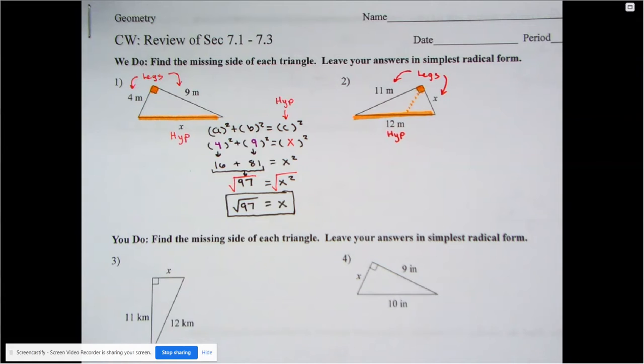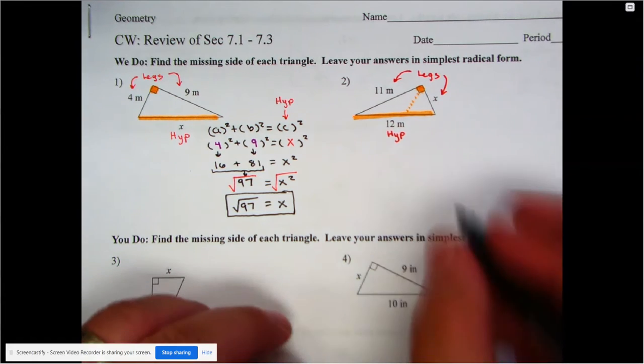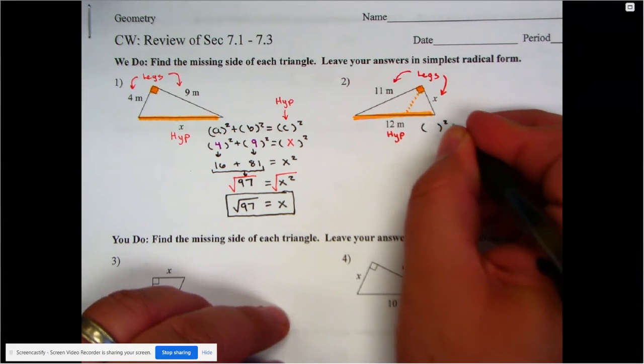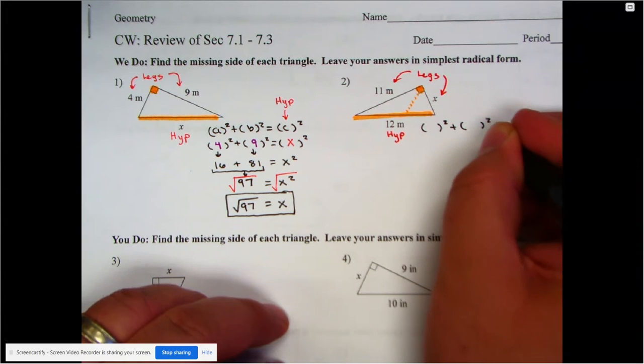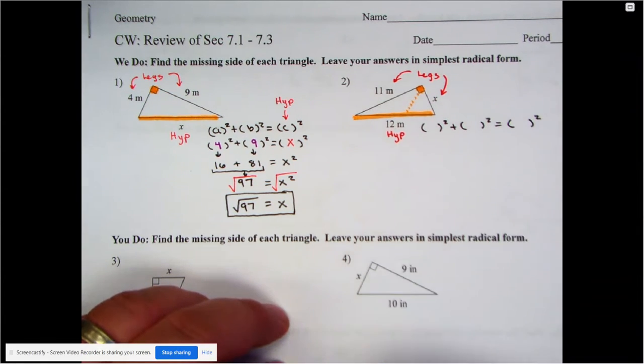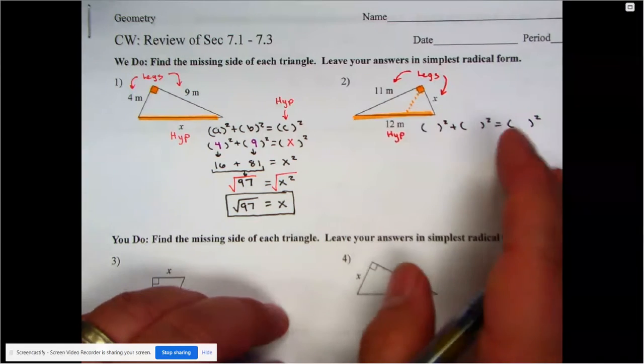All right, so here comes the Pythagorean theorem again. Now this time I'm going to go right into my parentheses with a power of 2 plus parentheses to a power 2 is equal to parentheses with yet another power 2. This is how it all starts.